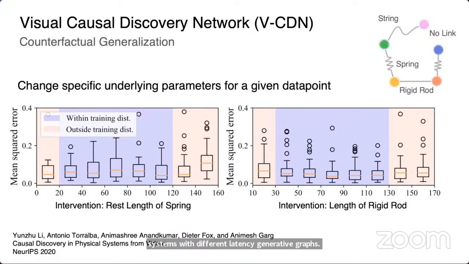The modeling of the causal mechanisms in our systems also allows us to perform counterfactual prediction. It means that if you have a data point, we can ask what-if questions, like what would have happened if you changed the rest length of the spring or the length of the rigid rod. We show results in both these cases using the box plot, where the y-axis is the mean squared error on future prediction. The purple region shows results when varying the parameters within the training distribution, and the pink region shows results on variations outside the training distribution, which is on par with the in-distribution performance.